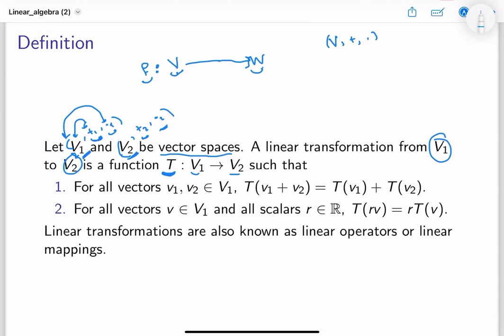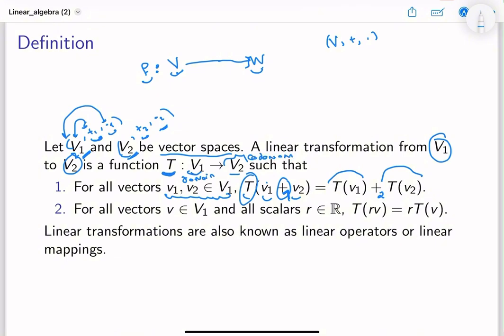In other words, if you add two vectors and take T of that, it should be the same as taking T of the first plus T of the second. In other words, T respects the addition of V1. Like if you add two vectors and then map them, it's the same as mapping them and then adding them. I should note here that this addition is happening in V1 because we're starting from vectors in the domain. So this is the domain and this is the codomain, right?